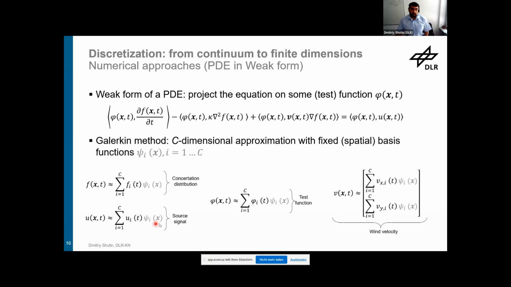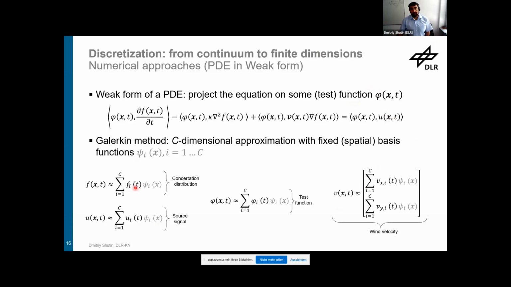So the first step that you do, you bring your PDE into the so-called weak form. So instead of looking directly at the functions, you look at the inner product of your functions of interest, or your equation, with the functions that is typically called a test function, which is selected. So this is something that you select. So this phi of x, this is something that you select.